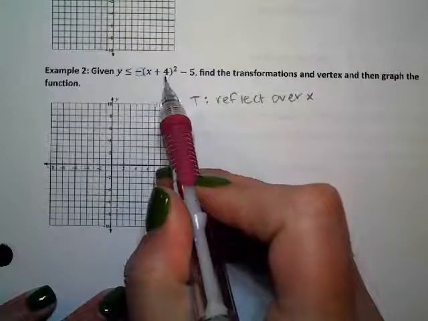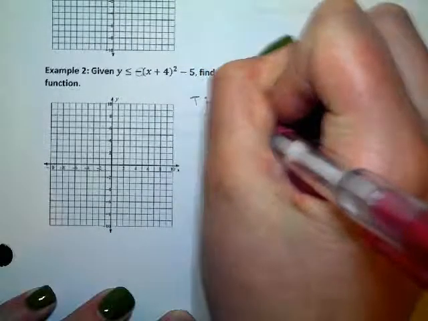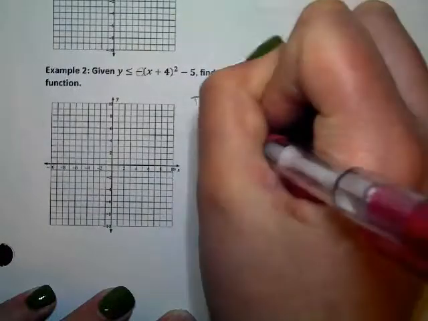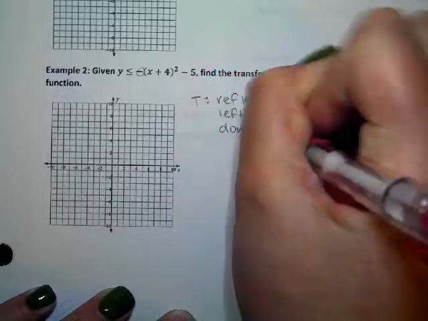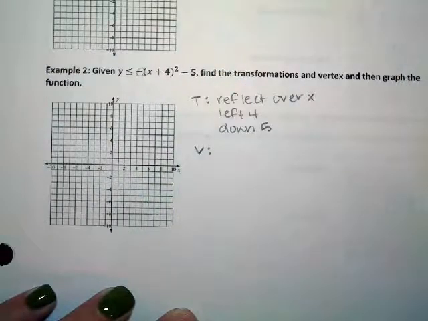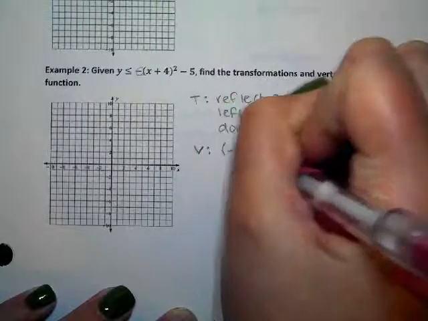What does the plus 4 tell us? Left 4. Okay, and then what else? Down 5. All right, and then what's the vertex? Negative 4, negative 5.